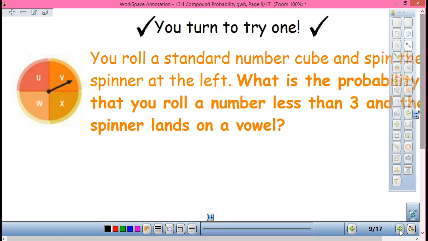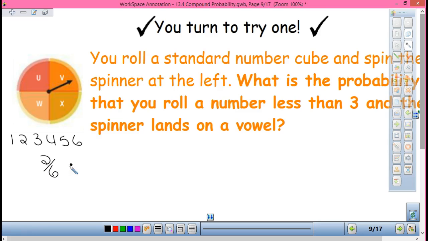Number less than 3. Okay, so I've got 1, 2, 3, 4, 5, 6. How many numbers are less than 3? 2. So 2 over 6 times, how many vowels do I have?